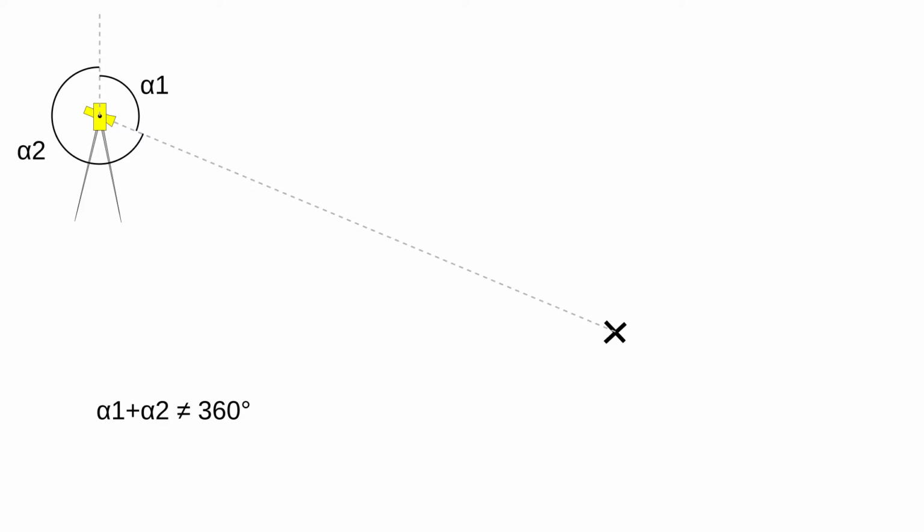In order to eliminate at least a part of the error, one can take the difference between the sum of the angles and 360 degrees to obtain the error and then subtract a half of it from the smaller of the two angles to get the corrected result.